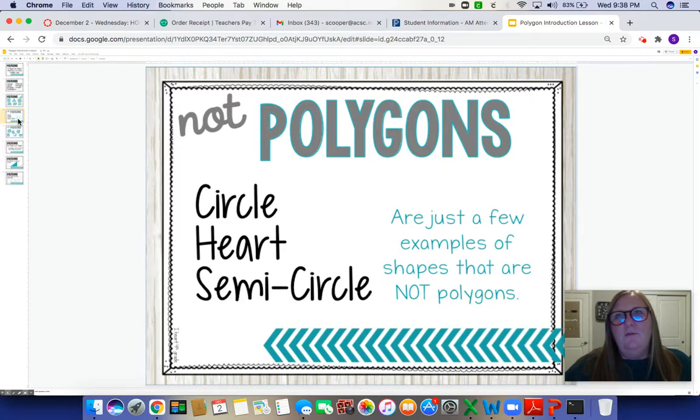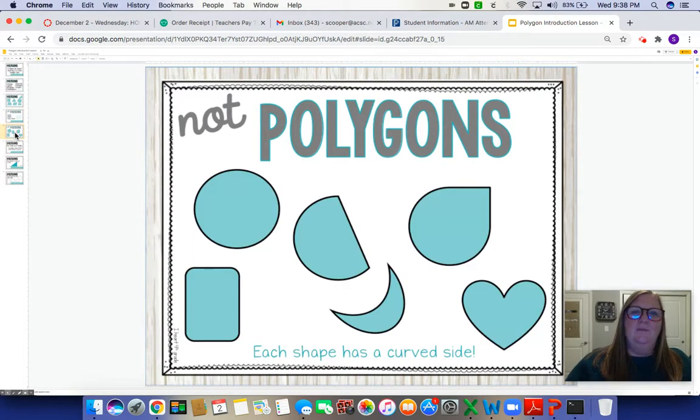Hopefully you thought right away that a circle, does it have straight sides? No, it has curved sides, right? So that's the biggest thing to look at. So here are some shapes that are not polygons, and that is because they have a curved side, right? Or several curved sides. So you can see from the picture, all of these shapes have at least 1 or 2 curves in them.